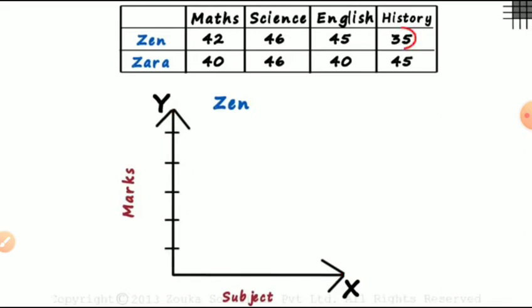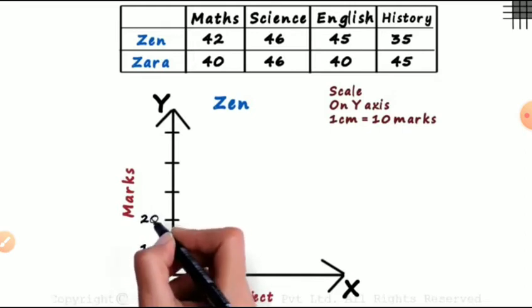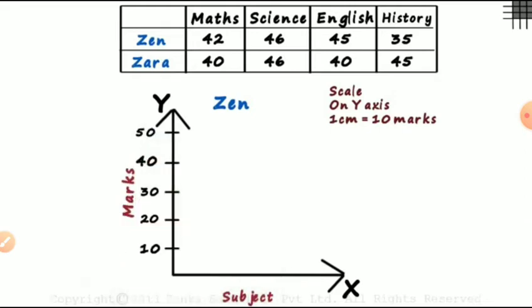The numbers range from 35 to 46. If we take multiples of 10 on the y-axis, we would need just 5 centimeters, which is feasible. We can take a scale of 1 centimeter as 10 marks on the y-axis. We mark 10, 20, 30, 40, and 50 on the y-axis. Always make sure that the y-axis range covers all the data. We write maths, science, English, and history on the x-axis.